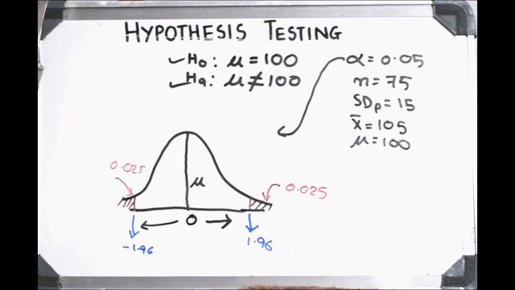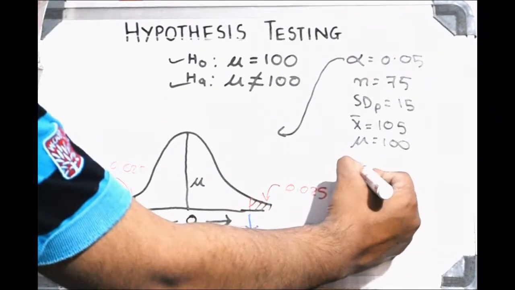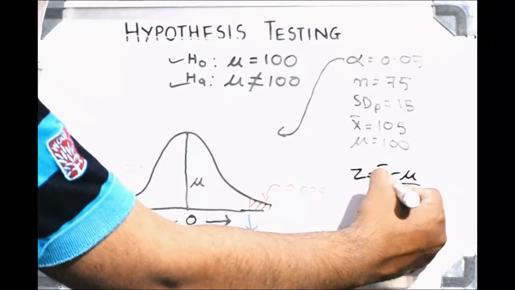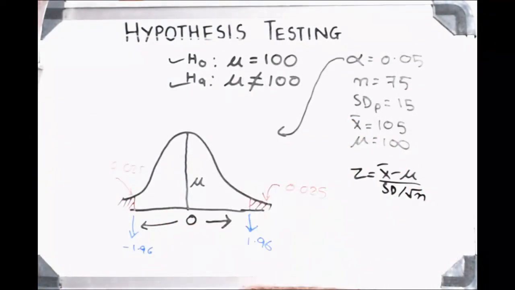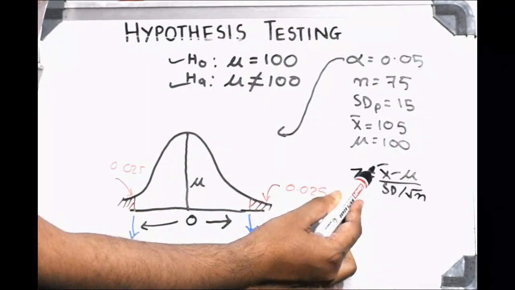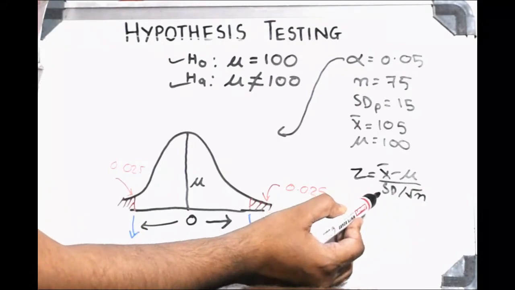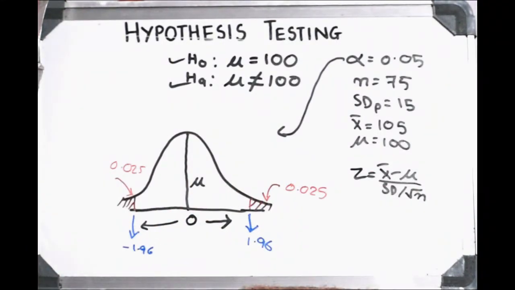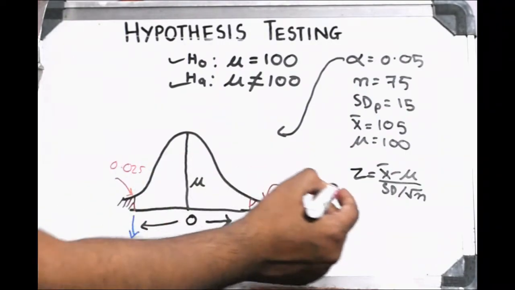Now we will find the test statistic value, or the Z value. We are well aware of the formula. What is the formula of the test statistic? It is x bar minus mu divided by SD divided by root n. This is the sample mean, this is the population mean, this is the standard deviation of the population, and this is the sample size.